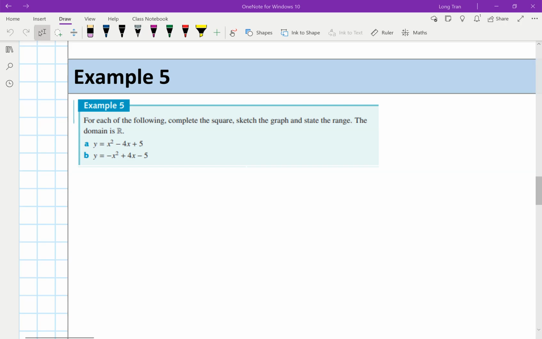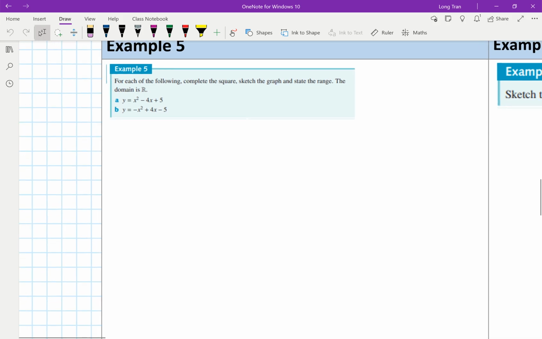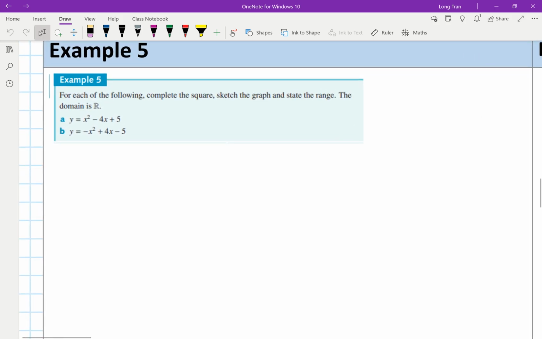Hey there, year 11s. In this example, for each of the following, complete the square, sketch the graph, and state the range. In chapter 5, a lot of it is contingent on the fact that you can sketch. If you are at a level where you can't sketch yet, I would say use your calculator to practice answering the questions like the range and the domain.